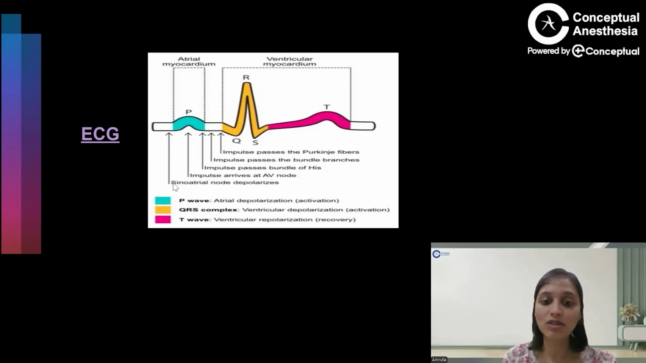And so this is how it moves from the SA node. It arrives at the AV node. Then it moves to the bundle of His, then the bundle branches, and finally the Purkinje fibers. When it moves through the Purkinje fibers, that is when your actual ventricular depolarization and contraction begins.